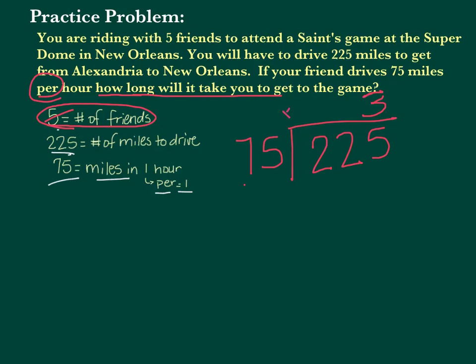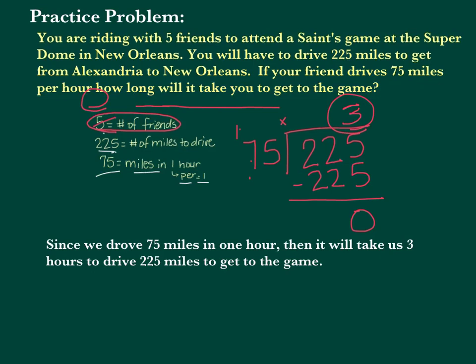3 times 5 is 15. Carry the 1. 3 times 7 is 21, plus 1 is 22. Subtract 0. Our answer is 3. Now we have to write a statement that explains our answer. Your statement should sound something like this. Since we drove 75 miles in 1 hour, then it will take us 3 hours to drive 225 miles to get to the game.